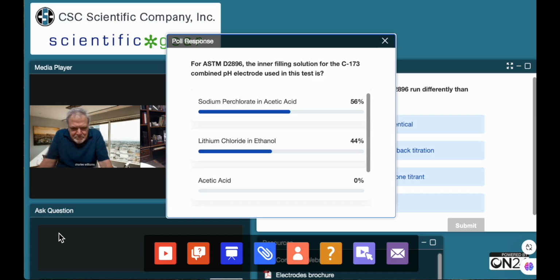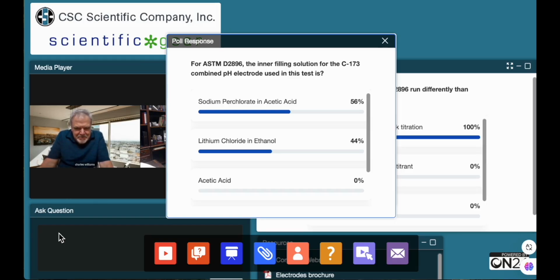Okay, I think this is an easy one. Let's see what happens here. There it is: ASTM D2896 involves a back titration. They understood that. The way I remember it too is D2896, the 2, I think two titrants, right? Even though ASTM D4739 doesn't have four titrants, that's how I discern them. So great. Okay, next question.